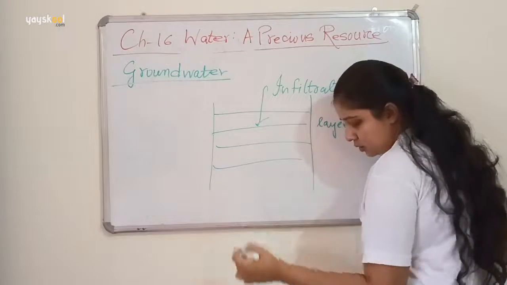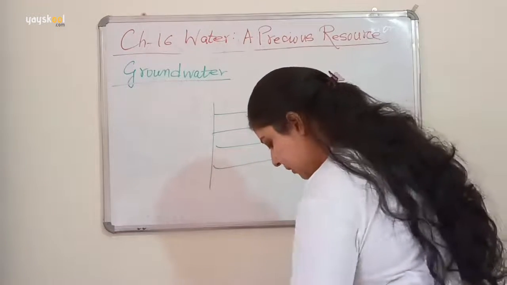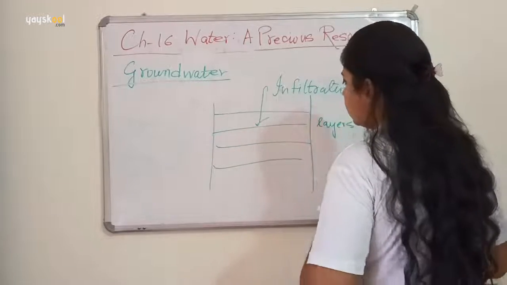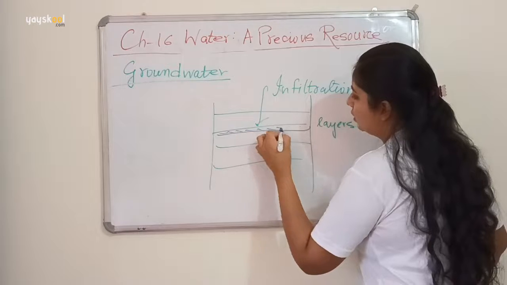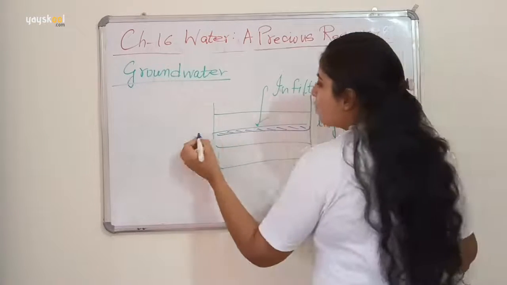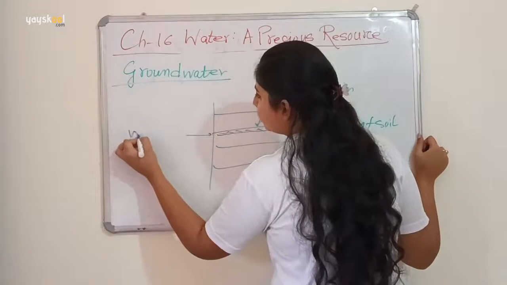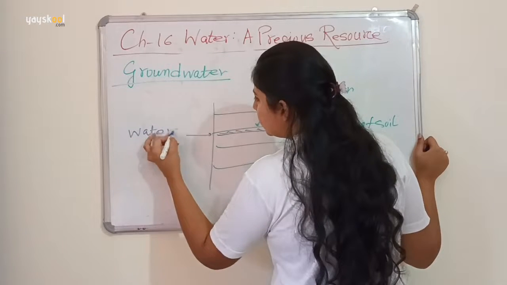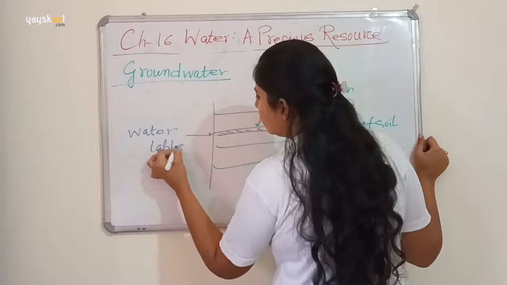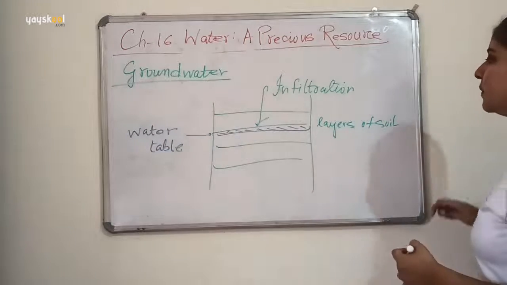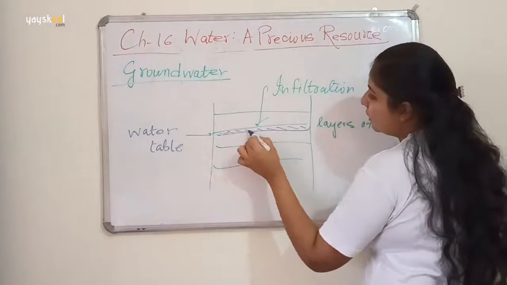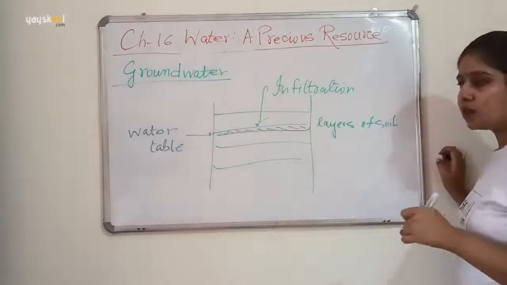Now, suppose the water goes down and the top layer of the water is just right here. Okay, this is the top portion of the groundwater. And what is this called? This is called water table. So the upper layer of groundwater is called water table.